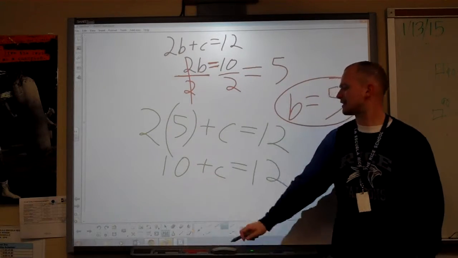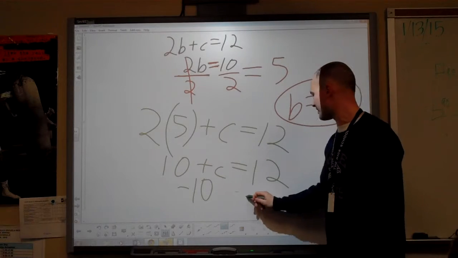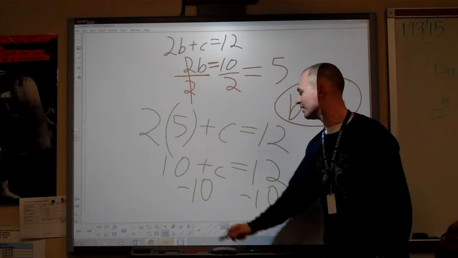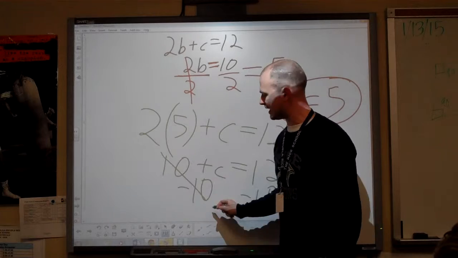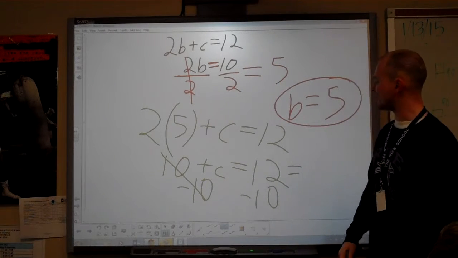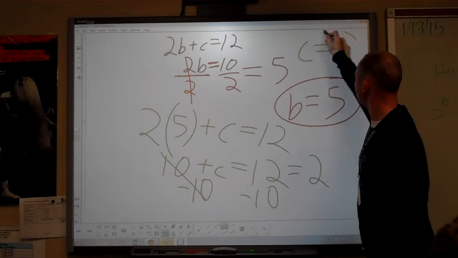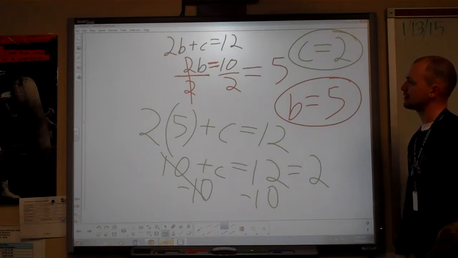Well, in order to get rid of this plus 10, I've got to subtract 10. If I subtract 10 from this side of the equation, I've also got to subtract 10 from this side of the equation. c plus 10 minus 10, they cancel out. So I've got c equals 12 minus 10. 12 minus 10 is 2. So c equals 2. b equals 5.